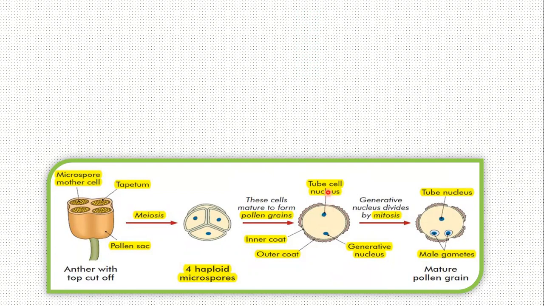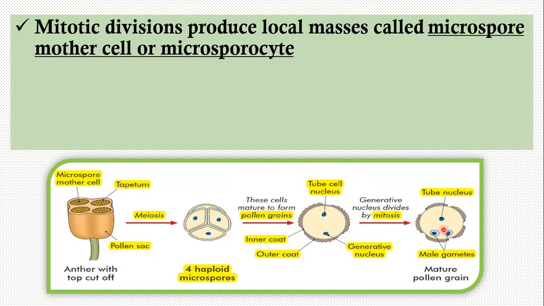One of them is called the tube nucleus, the other is called the generative nucleus. This generative nucleus divides by mitosis once again, and it will produce two mature male gametes, or the sperm nuclei, right? So a mature pollen grain has three nuclei.